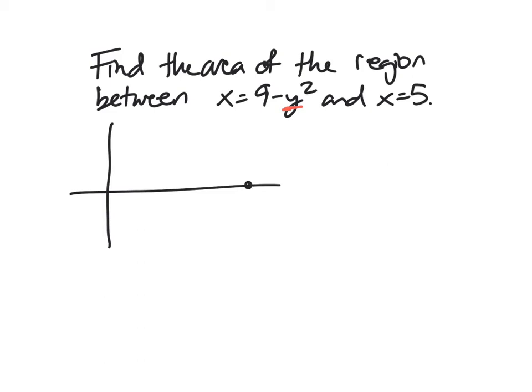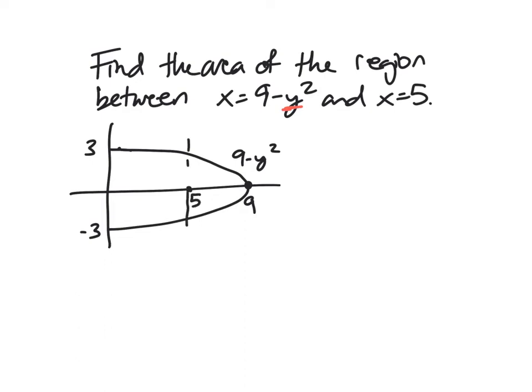So we know what these graphs look like, right? This is x starting at 9 down here, and then it's a downward facing parabola, except for it's not downward, it's leftward, because we have y instead of x, right? Negative x squared would face down, but this is moving horizontally, not vertically. And so we head back left. So this is 9 minus y squared, and then x equals 5 is just a vertical line, right? So we're talking about this region here.